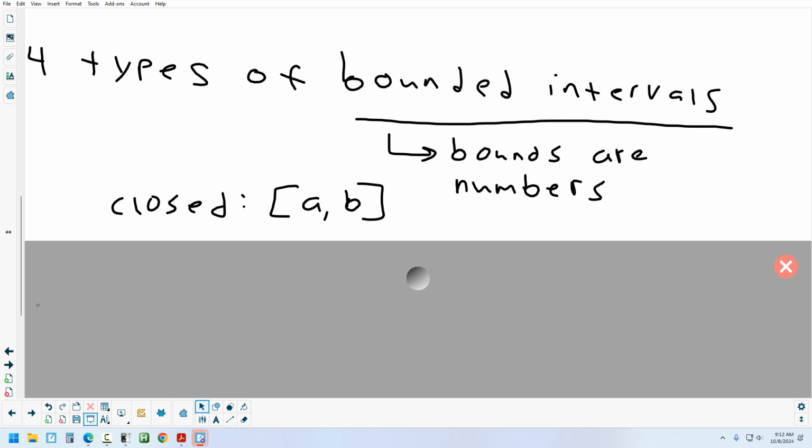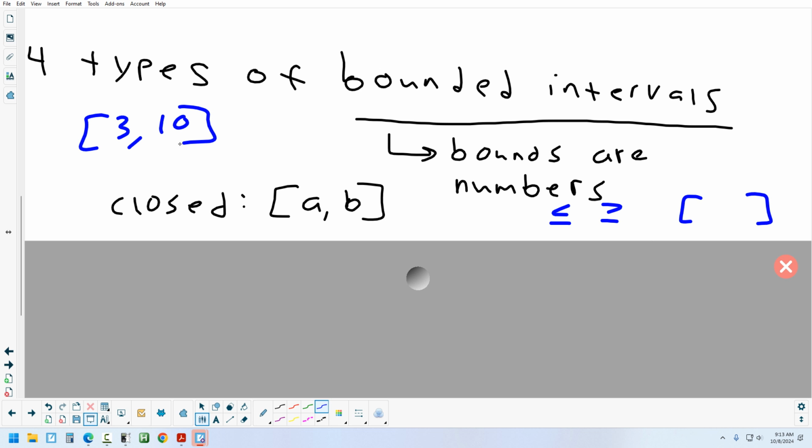If you can include the number on each end, that is called a closed interval. So remember, when you have a less than or equal to or a greater than or equal to, the way you would describe that as an interval is with the brackets. I think we talked about the brackets last week or the week before. So those mean you can include the number. So when you write an interval like this, that means you can pick numbers between 3 and 10, including the 3 and including the 10.